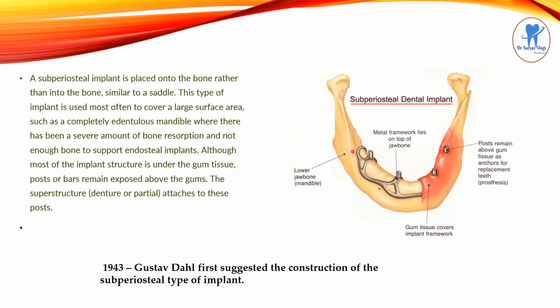And this implant is used most often to cover a large surface area, such as a completely edentulous mandible where there has been a severe amount of bone resorption and not enough bone to support endosteal implants. So this is the subperiosteal dental implant.